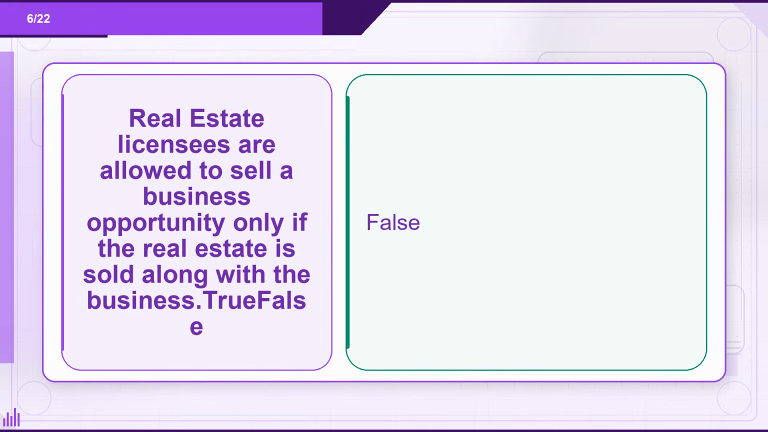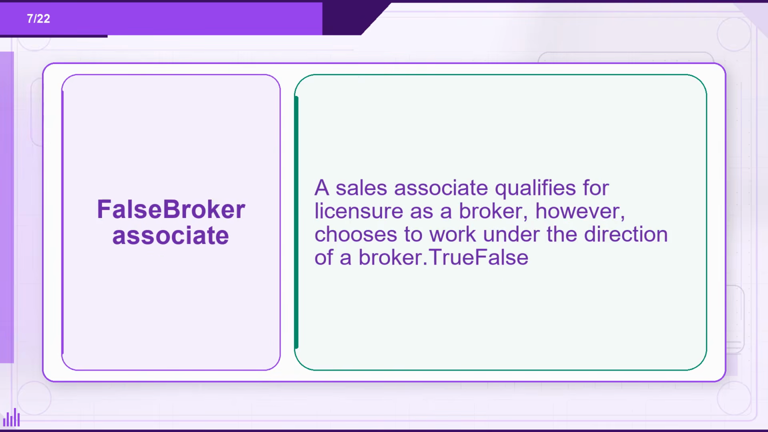Flashcard 6. Term: real estate licensees are allowed to sell a business opportunity only if the real estate is sold along with the business. True/false. Definition: false. Flashcard 7. Term: broker associate. Definition: a sales associate qualifies for licensure as a broker, however, chooses to work under the direction of a broker.